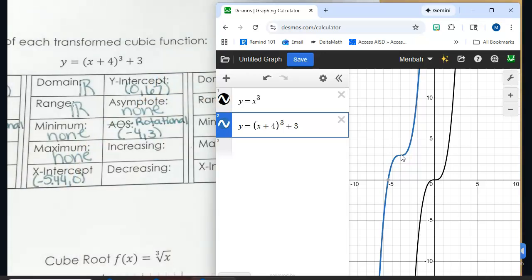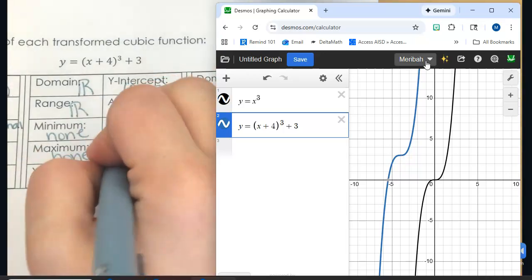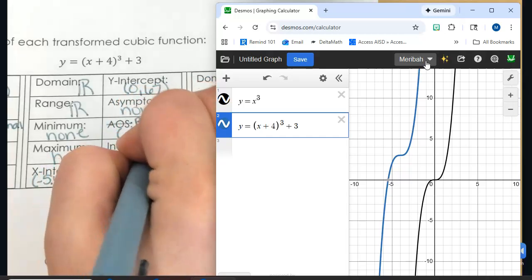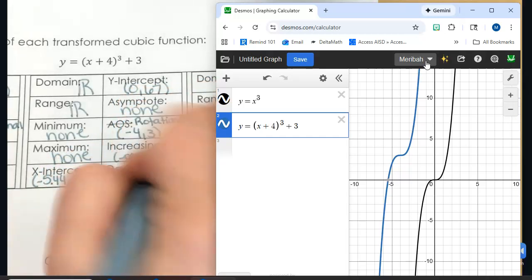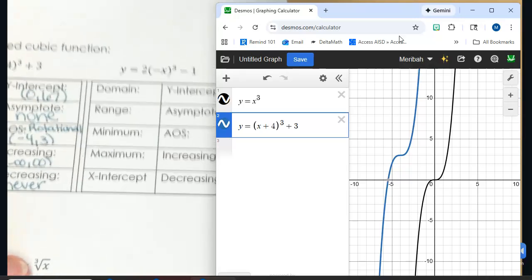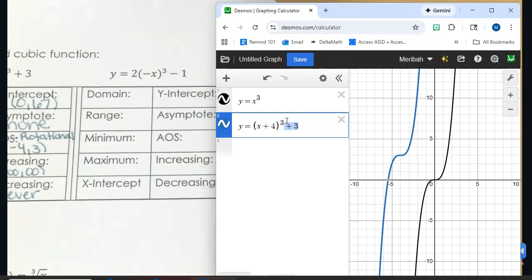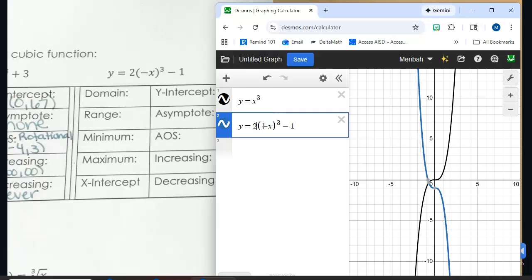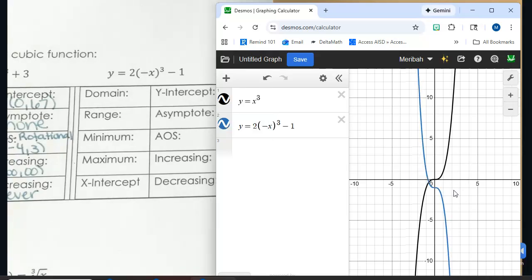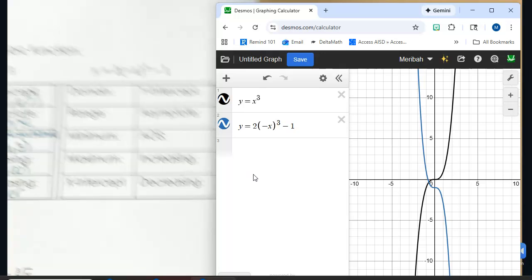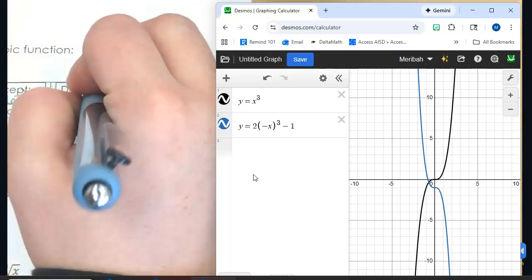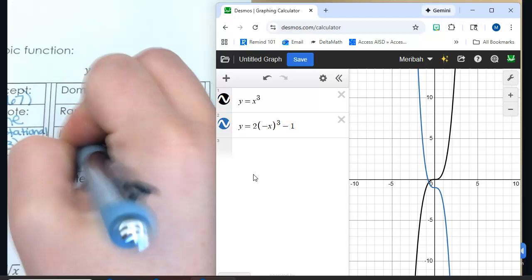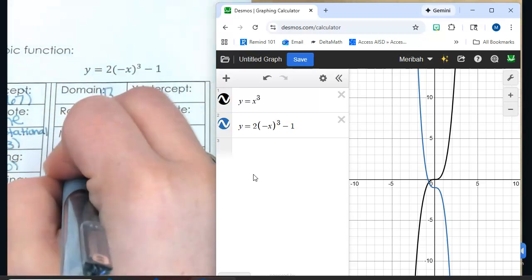And if I'm going from left to right, we are increasing everywhere, and we never switch to decreasing. Okay. Last one, I'm going to change this up to reflect our other transformations. There we go. Okay, so this one looks a little funky when they're overlapped, but our domain and range have not changed, which means we still don't have a maximum or a minimum.